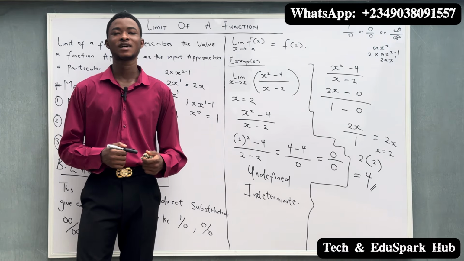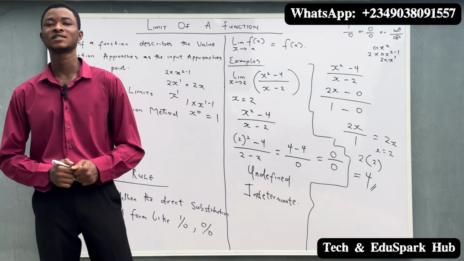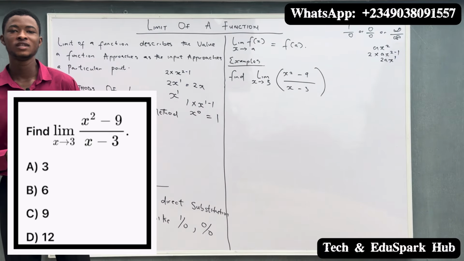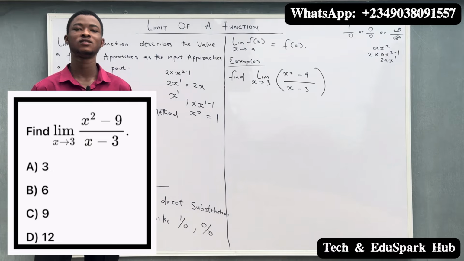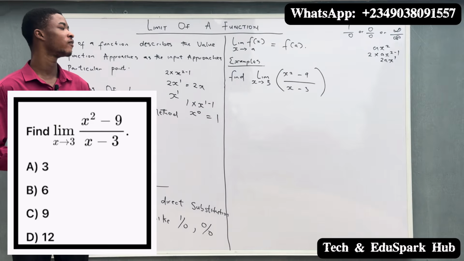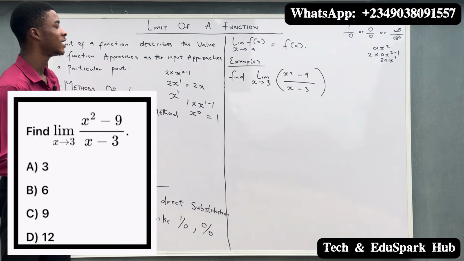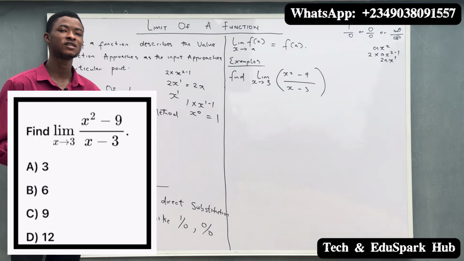So let's look at another question still on the L'Hopital's method. Moving to the next question as displayed on the screen, the question says, find the limit of x squared minus 9 divided by x minus 3 as x tends to 3.